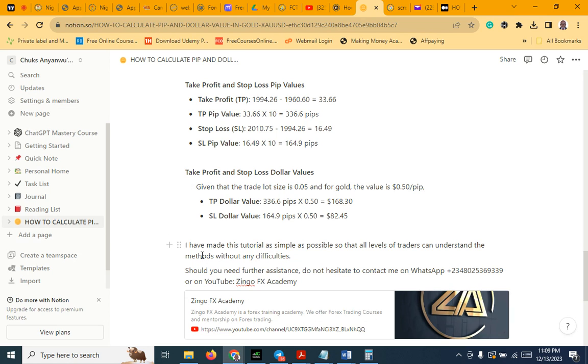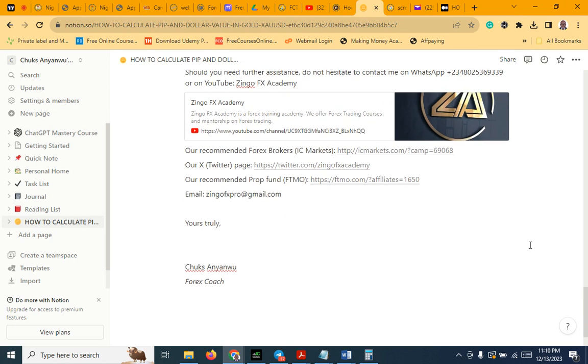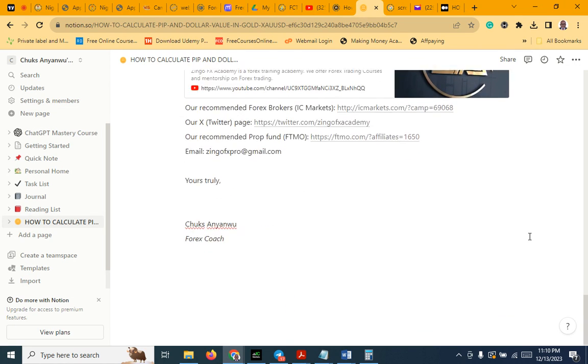So guys, this is how to do this calculation. I've made this tutorial as simple as possible so that all levels of traders can understand the method without any difficulty. Should you need further assistance, do not hesitate to contact me on my WhatsApp or my YouTube channel, okay? And I'll be glad to assist you guys. So just go through this document, you get all the information you need, okay?